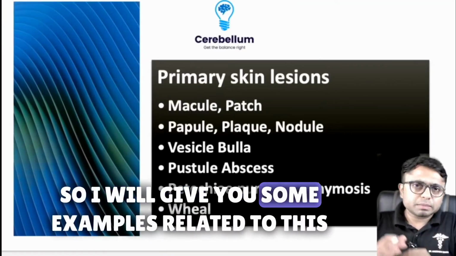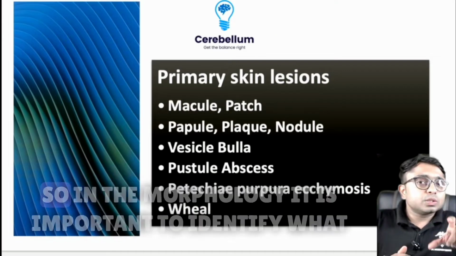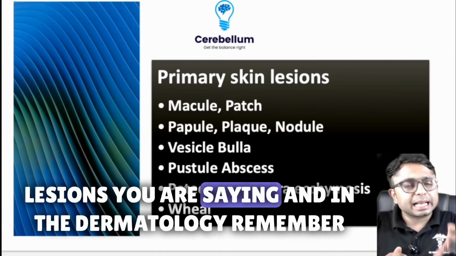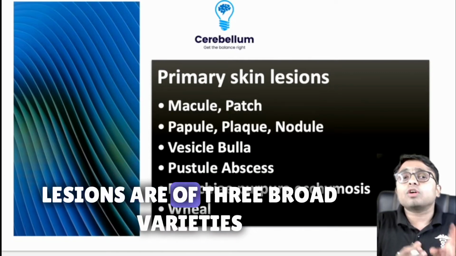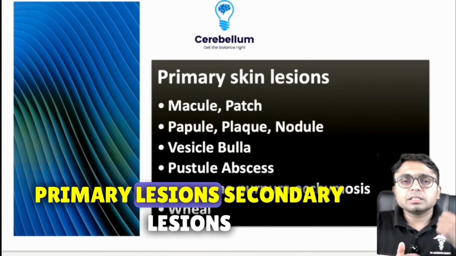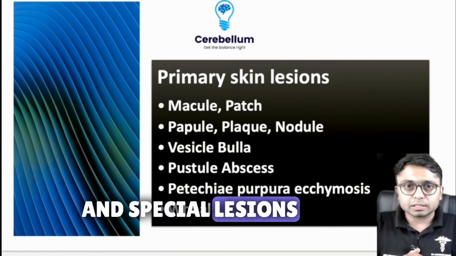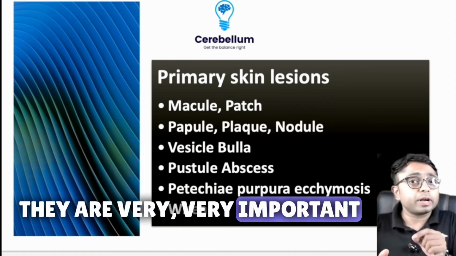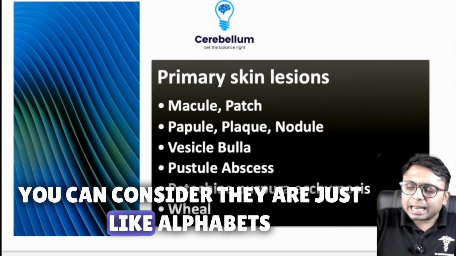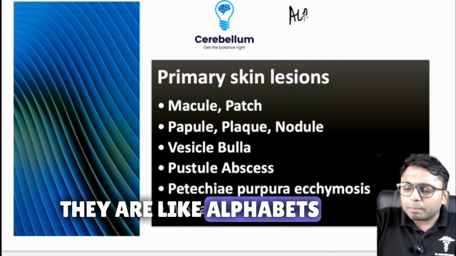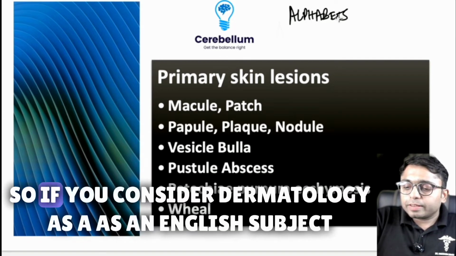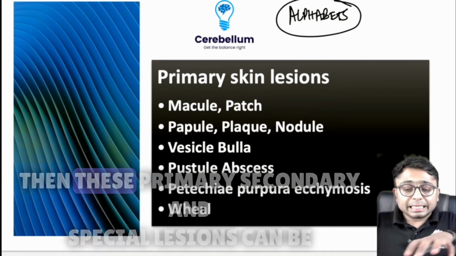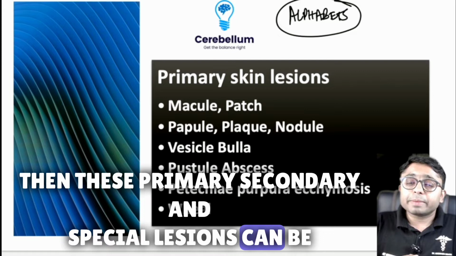So I will give you some examples related to this. In the morphology, it is important to identify what lesions you are seeing, and in dermatology, remember lesions are of 3 broad varieties: primary lesions, secondary lesions and special lesions. So these are all the primary skin lesions which you are going to read. They are very, very important. You can consider they are just like alphabets. So if you consider dermatology as an English subject, then these primary, secondary and special lesions can be considered to be alphabets.